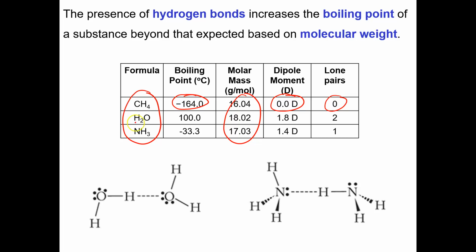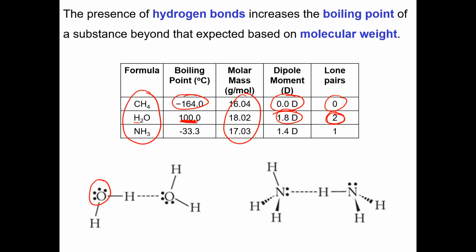Now, if we look at water, it's quite polar, and it has 2 lone pairs on every molecule that can engage in hydrogen bonding. And as a result, out of this group of 3, it has the highest boiling point, even though they all have similar molecular weight.